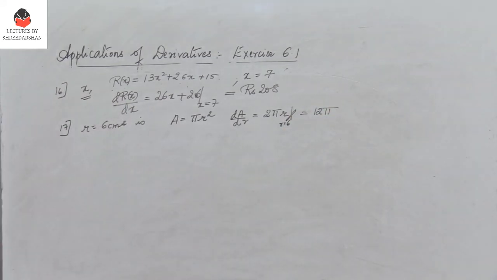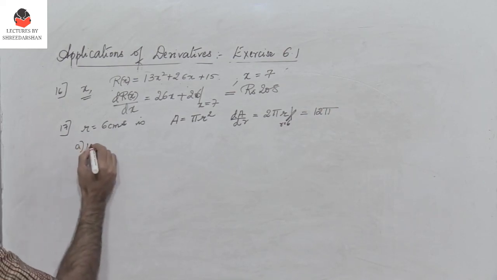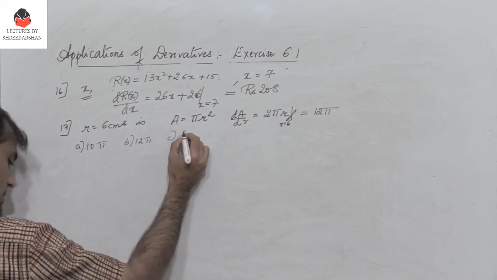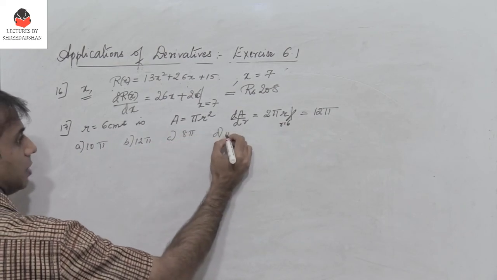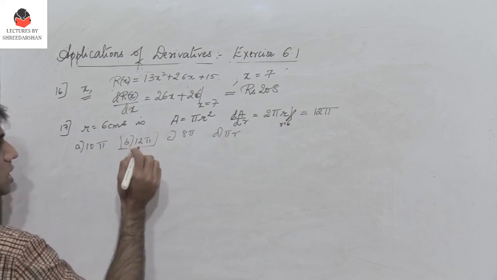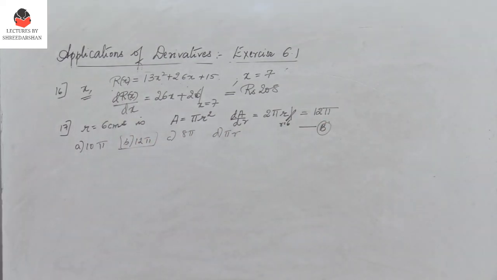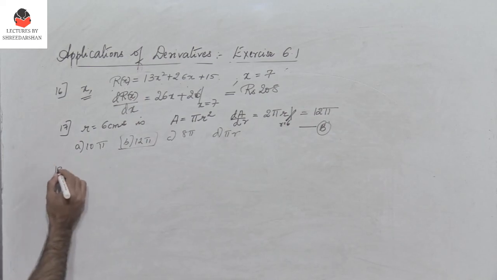Okay, so where is 12 pi? We search all of them. So here A is 10 pi, B is 12 pi, C is 8 pi and D is 11 pi. So the right answer is B, which is 12 pi. So B is the right answer, which corresponds to 12 pi.